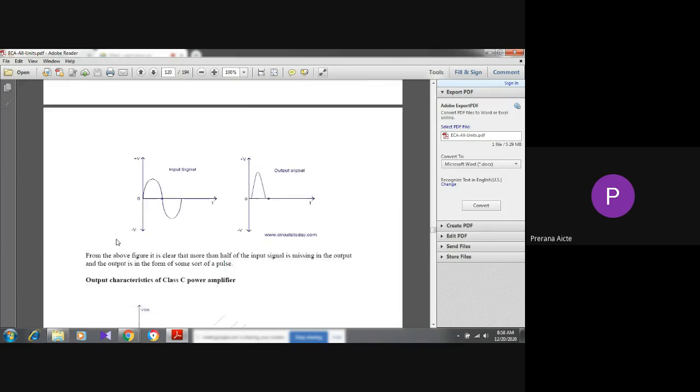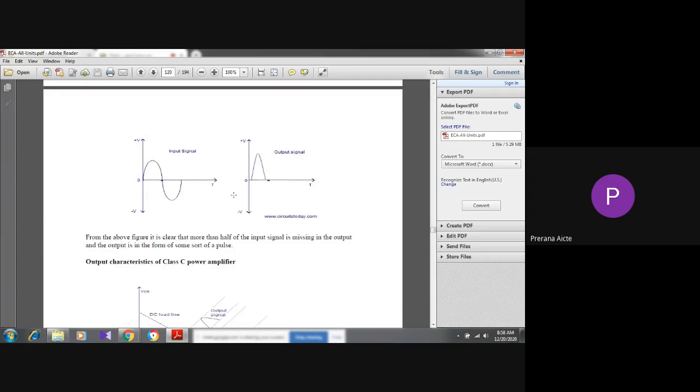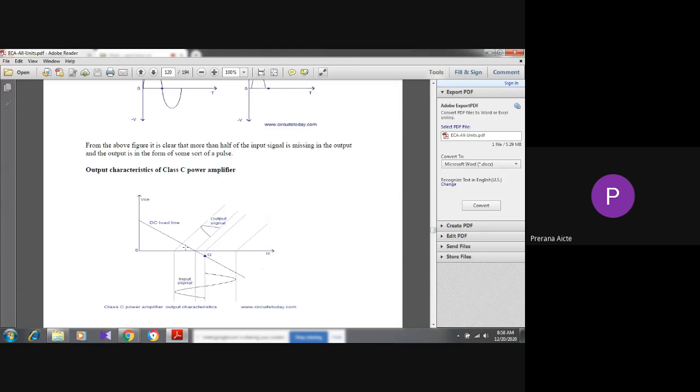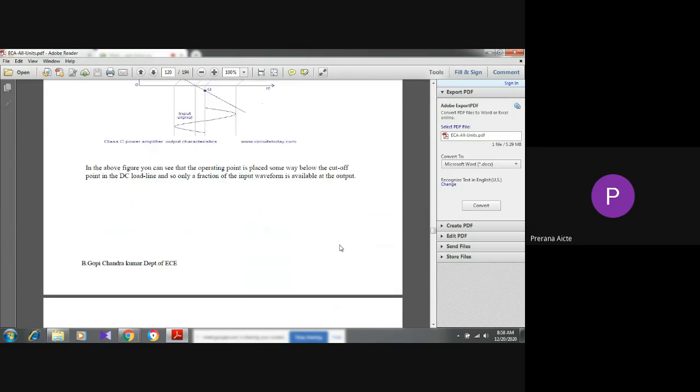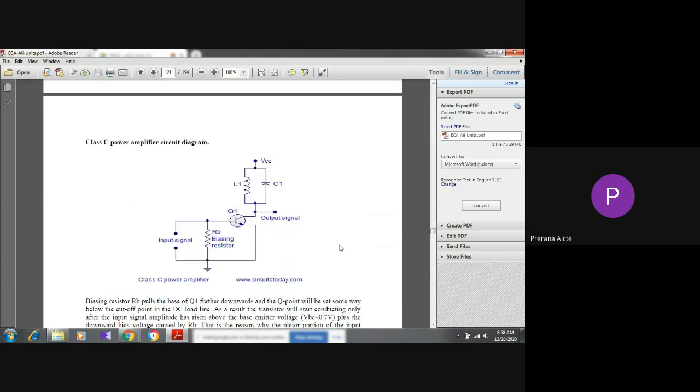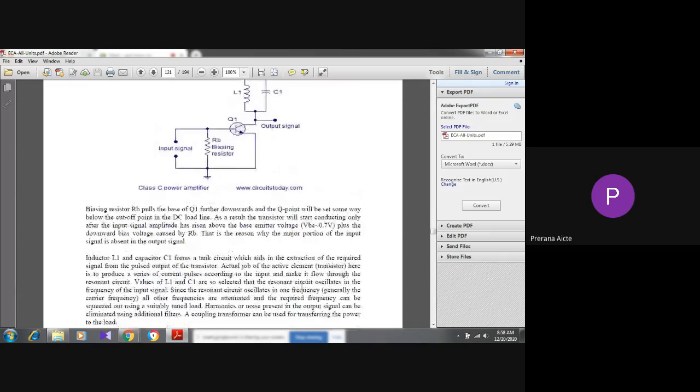Let's see this figure. This is the input signal, this is the output signal of class C, and these are the output characteristics. See, this is the input signal, but the output signal is now less than half a cycle. This is the figure, and this is the operation. Now, see this figure and go to these points.